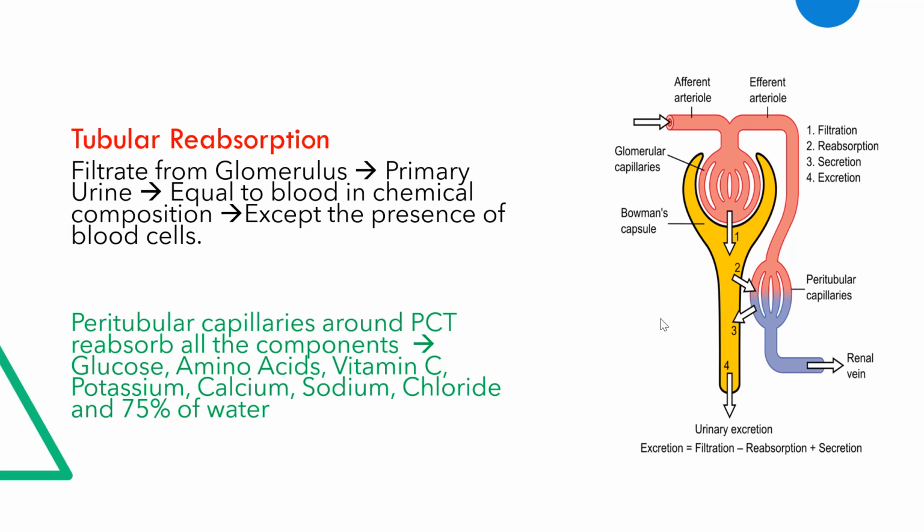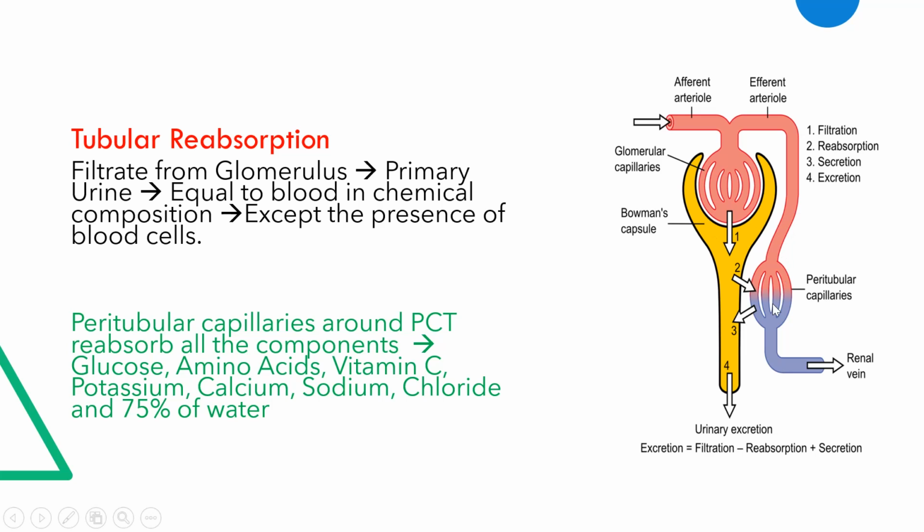Then the second step, tubular reabsorption. So here the filtrates from the glomerulus enter into the Bowman's capsule. These filtrates are now called primary urine. This primary urine is equal to blood in chemical composition, except for the presence of blood cells. It is equal to blood chemically, but there are no blood cells.